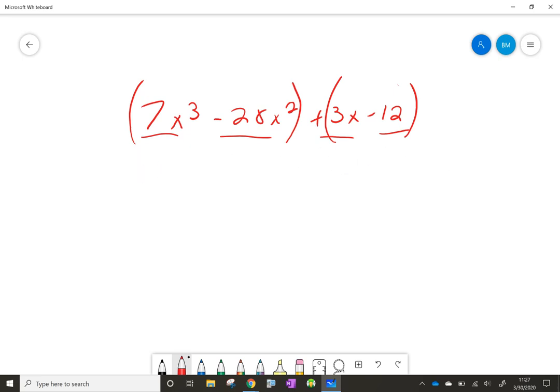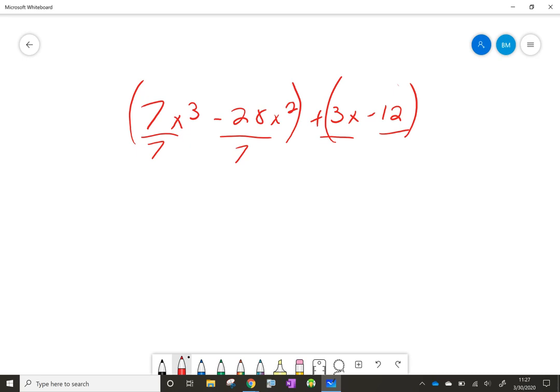Now, in the first group, completely ignoring the second group, in the first group there is a GCF. So between these 2 terms, there is something in common, right? Look at the coefficients, 7 and negative 28. Between 7 and negative 28, both of those numbers can be divided by 7, right? 7 can divide into 7, and 7 can divide into 28 as well. So both of them can be divided by 7.